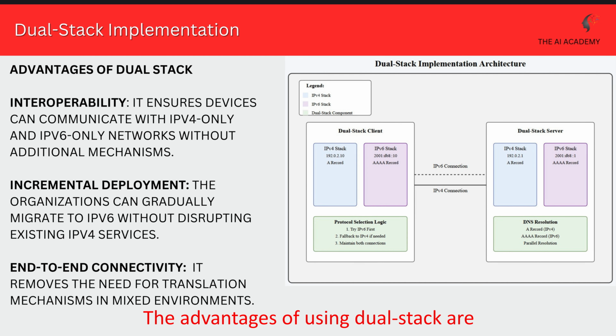The advantages of using dual-stack are, like, interoperability. It ensures devices can communicate with IPv4-only and IPv6-only networks without additional mechanisms. Incremental deployment: the organizations can gradually migrate to IPv6 without disrupting existing IPv4 services. End-to-end connectivity: it removes the need for translation mechanisms in mixed environments.